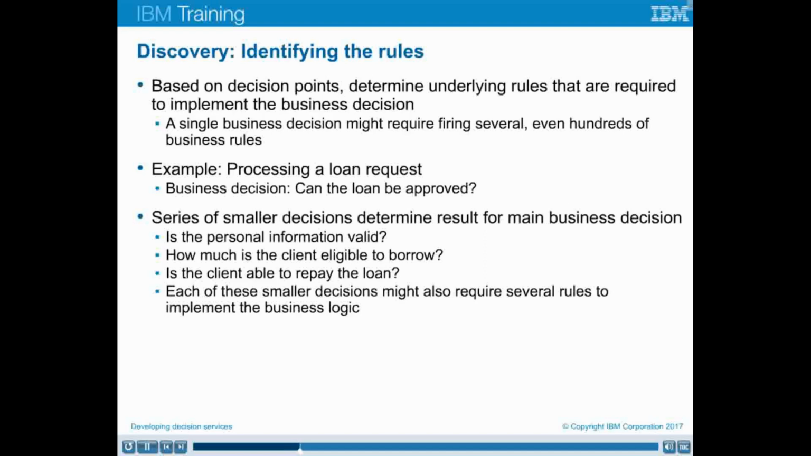For example, when processing a loan request, the main business decision is whether to grant a loan to an applicant. But when you break down that decision, you discover a series of other smaller decisions such as, did the person provide all the required information? Is this information valid? How much is this client eligible to borrow? And is the client able to repay a loan? Each of these intermediate decisions can again be further broken down into several underlying rules to implement the logic.